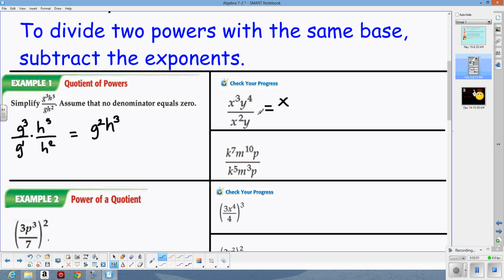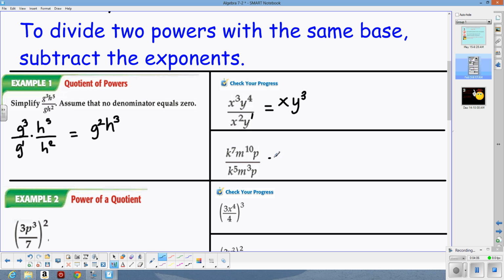And then y to the fourth over y. We can cross out 1 y on the bottom with 1 on the top, which means we're going to have y to the third. Or we do 4 minus 1, which is 3, for our exponent on the y.